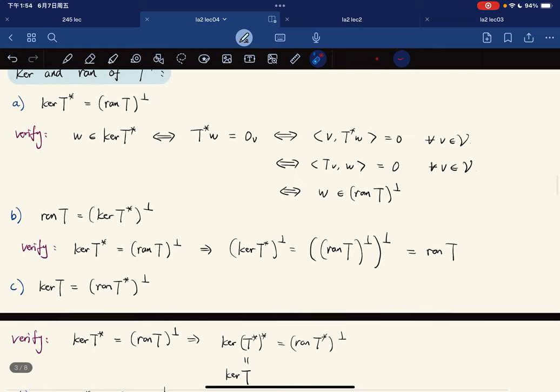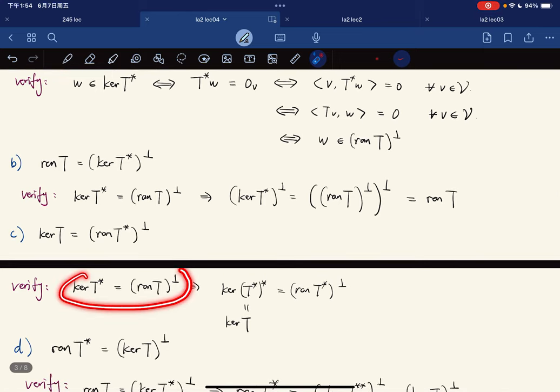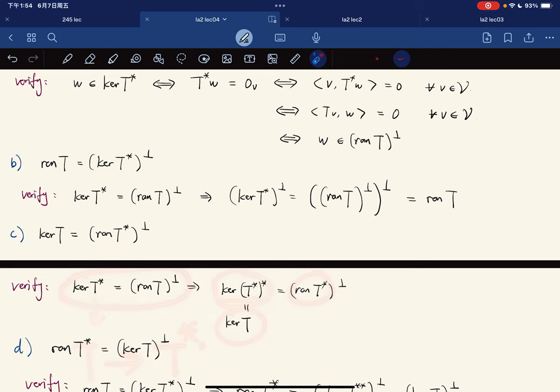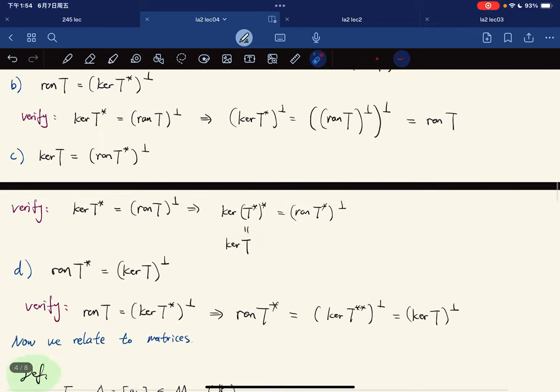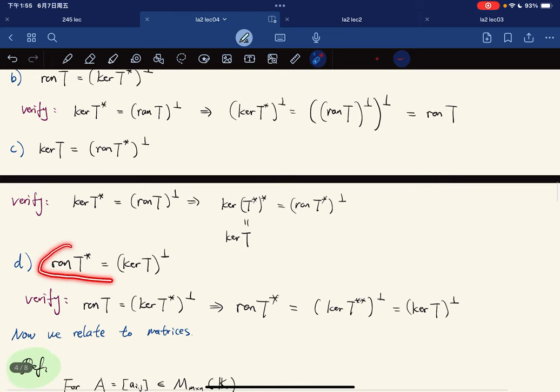So again, we note that by A, we have this, which means that curl T star, so we replace T with T star, right? So T star equals range T star perp, but T star equals curl T, right? So curl T is equal to range T star perp, and D follows because we have range T star is curl T perp.